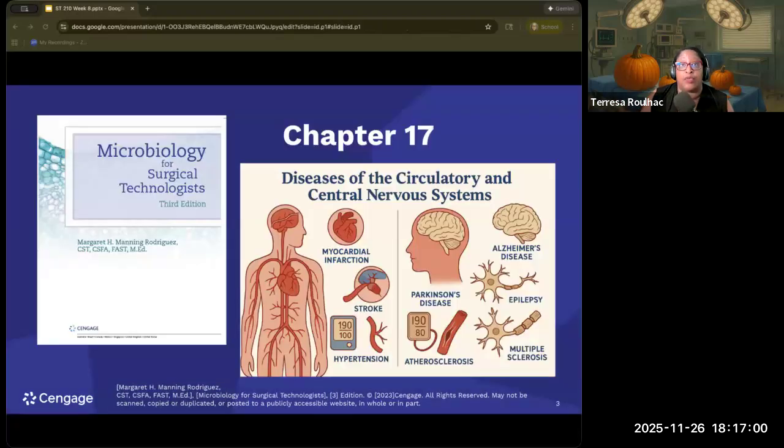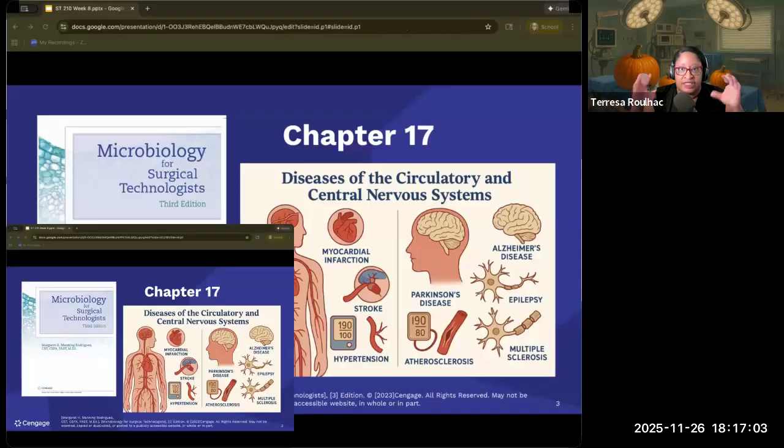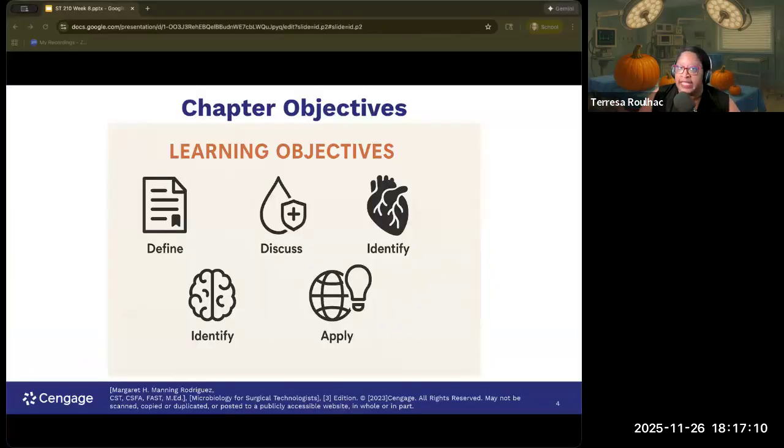Now, again, today we're going to specifically look at diseases of the circulatory and central nervous systems. So that means that we have to define key terms. We have to discuss the mechanisms of contamination of blood products. We have to identify the pathogens associated with infections of the cardiovascular system as well as the central nervous system, and describe the various infections caused by pathogenic invasions of the structures within the cardiovascular and central nervous system.